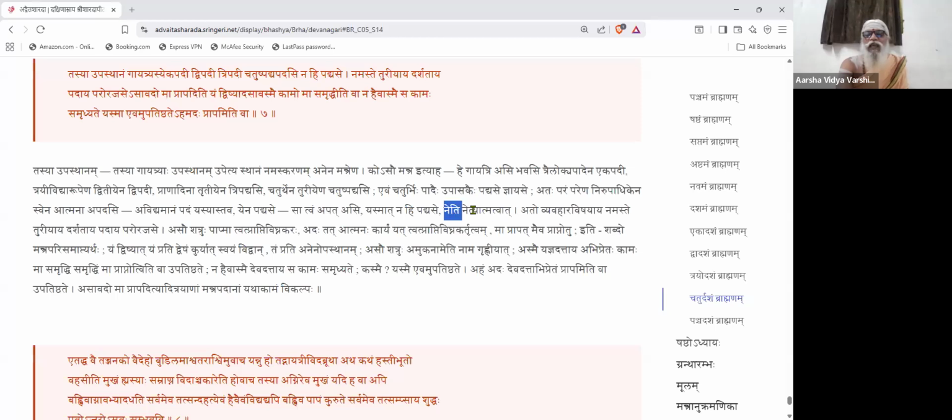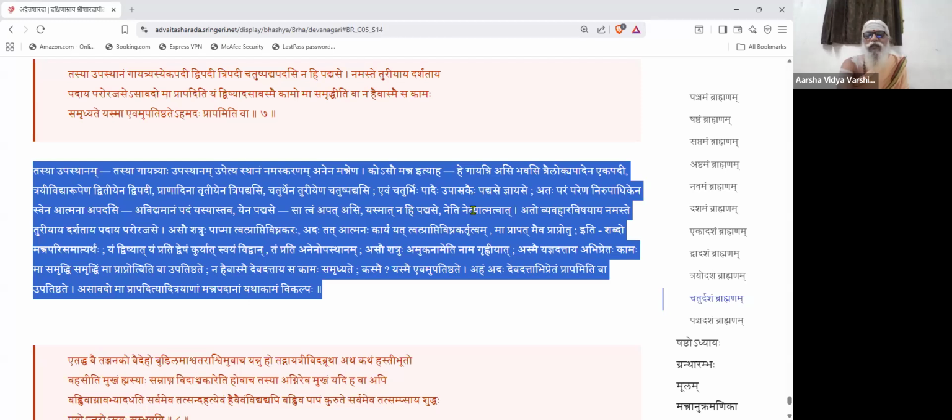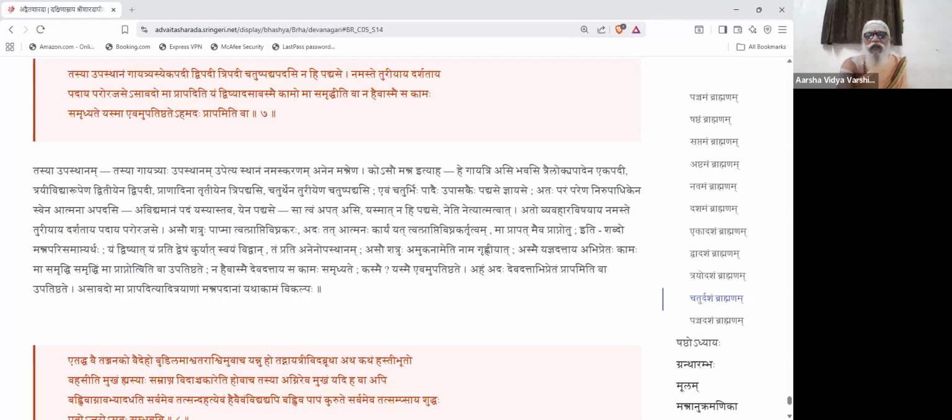So he says Neti neti iti atmatvat. So you are my very Atma. So you cannot be known. That is the beauty here, correct? And you need not be known. That is the interesting thing here. So, further what? Ataha vyavahara vishayaya namaste turiyaya darshataaya padaya paro rajase.